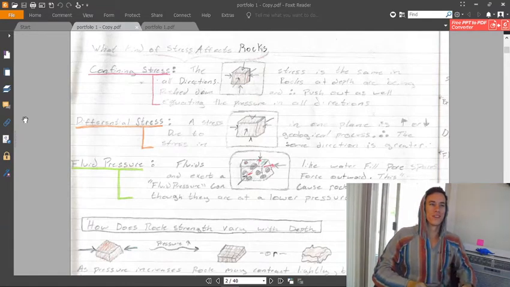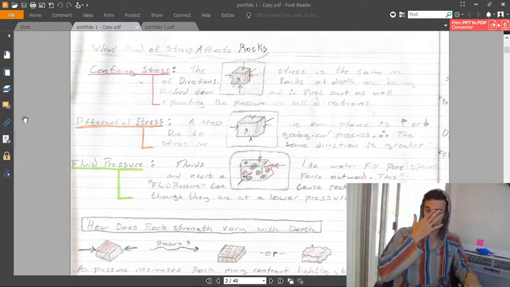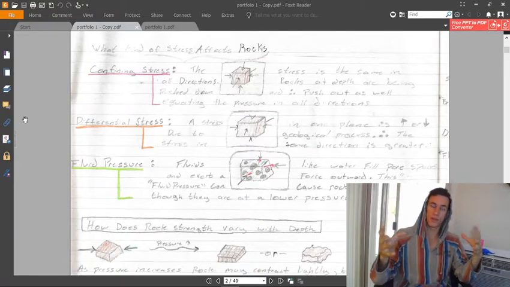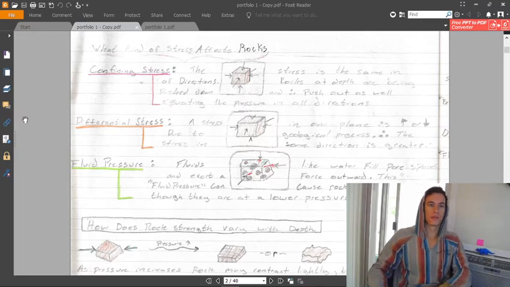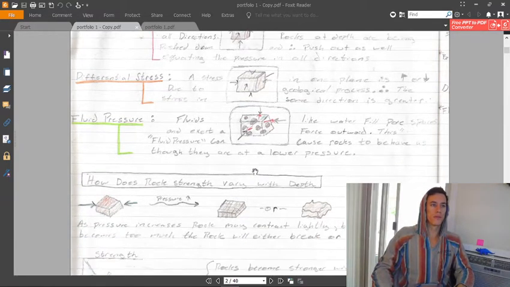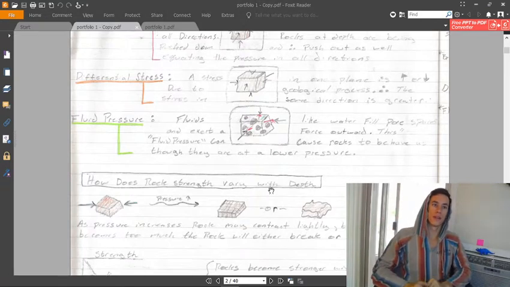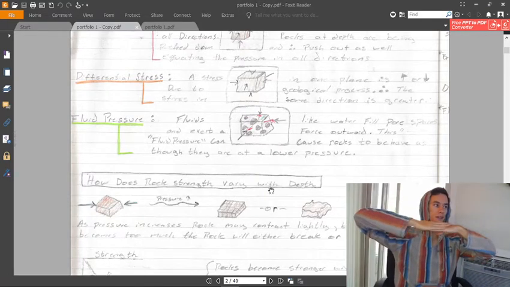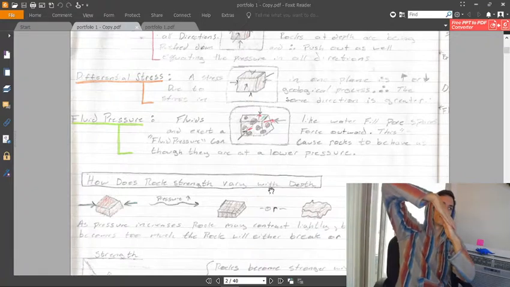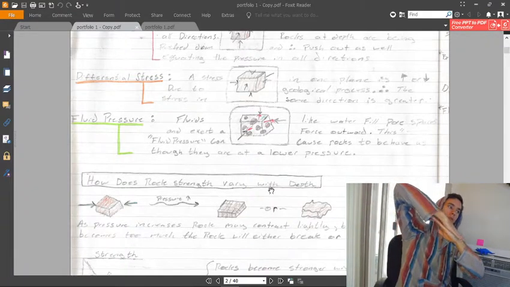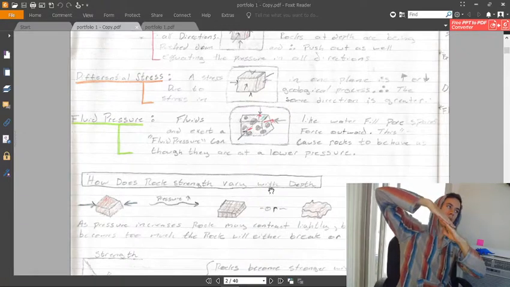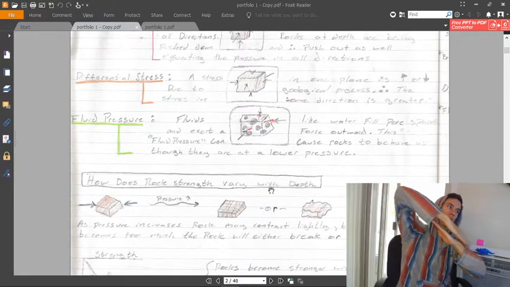But fluid pressure. Fluids act really differently in rocks sometimes. Sometimes it can alleviate the stress in some areas and increase it in others. Fluids like water fill pore spaces and exert a force outward. This fluid pressure can cause rocks to behave as though they are at a lower pressure. There are a lot of good videos on this online that show that when you have something stagnant on a plane and you increase the plane's angle, it's hard to overcome that frictional resistance. But if there's water, it creates a little space and it can flow down easily.